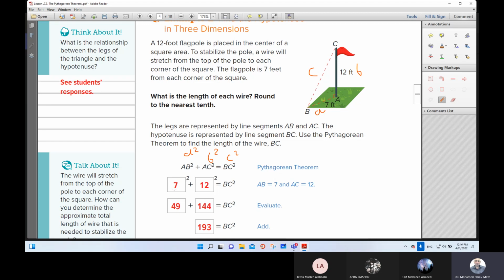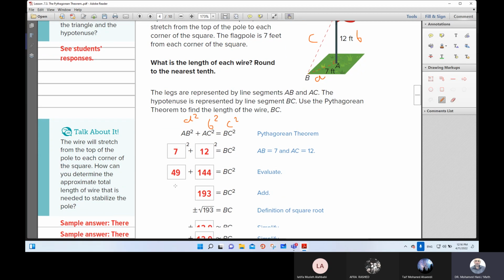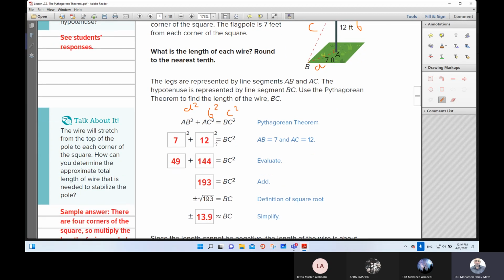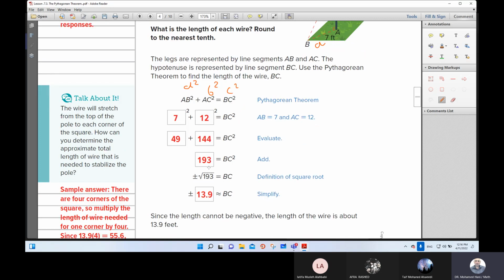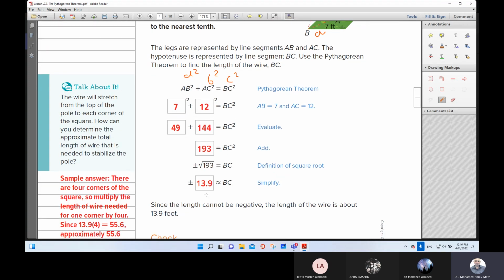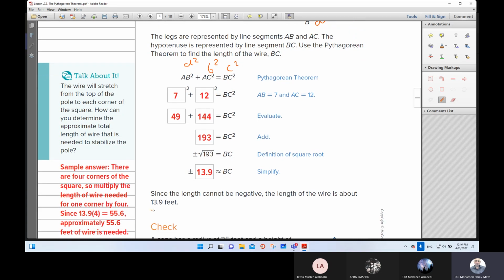7 squared means 7 times 7, which is 49, and 12 squared means 12 times 12, which is 144. Then you can add them and you will get 193. So BC equals the square root of 193, which is approximately negative or positive 13.9. Remove the negative value and take the positive value, so the answer will be 13.9.